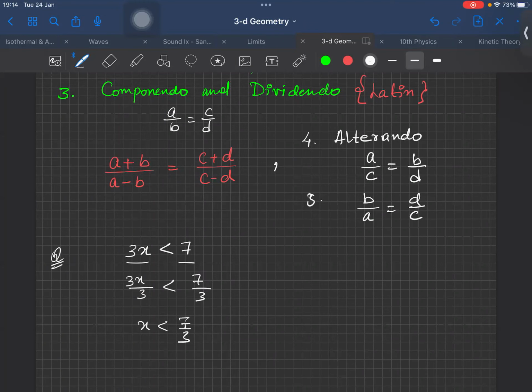I know most of you can directly say, yeah, of course x should be lesser than 7 by 3. But when we have complicated equations, these are really important tools. This is how we are going to perform the operations.